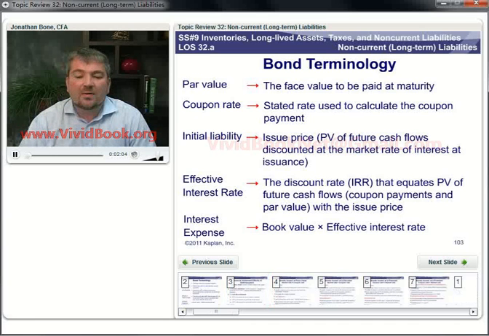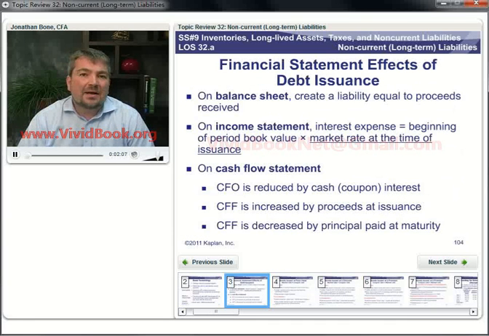So when we issue a bond, on our balance sheet we're going to create a liability equal to the proceeds received. In other words, up goes cash by the proceeds received, and we create a liability equal to the proceeds received. Then on our income statement, each period we're going to show an interest expense being the beginning of period book value, simply the opening liability value for our bond each period, times the market rate of interest when the bond was issued, i.e. that effective rate.